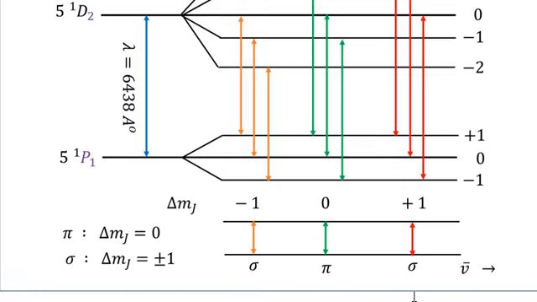Over here we have shown 3 lines, and the delta Mj has been shown as minus 1, 0, plus 1. Correspondingly, I have 3 lines shown with an increase of wave number. So we have the sigma line, the pi line, and then the sigma minus line. You can represent them more precisely as the sigma plus line on the right hand side of the pi line, and the sigma minus line on the left of the pi line. The sigma plus line has a wave number greater than the pi line, and the sigma minus line, to the left of the pi line, has a frequency smaller than that of the pi line.